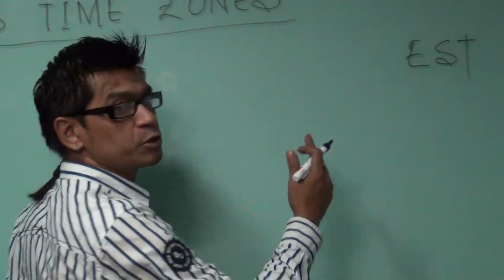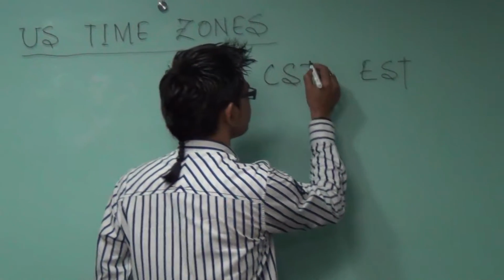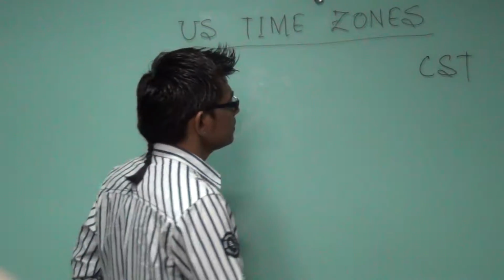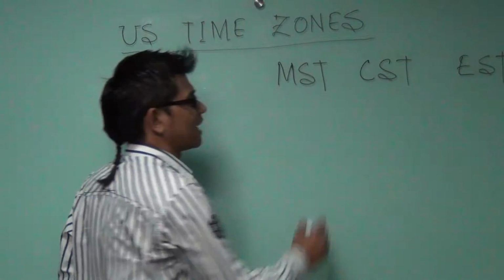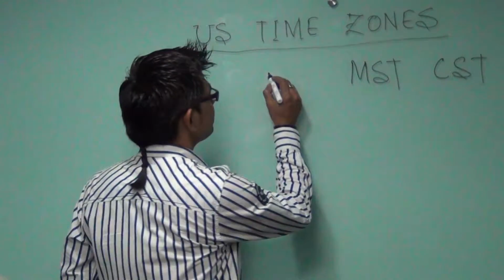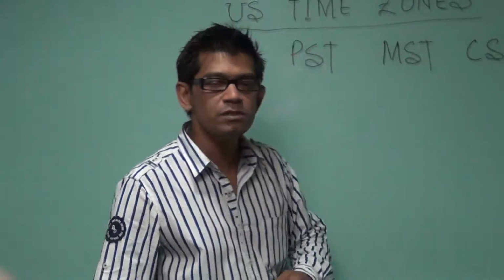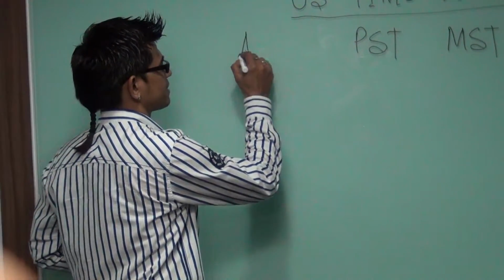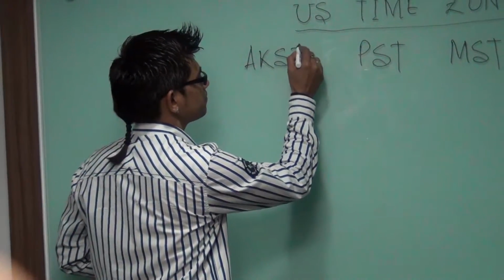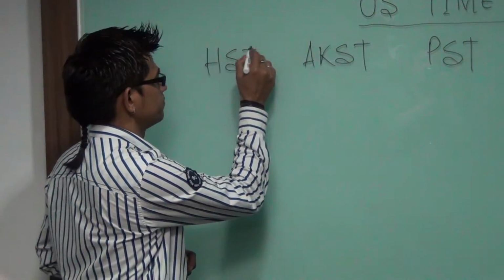After that, if we travel towards the west, the next one is CST, Central Standard Time. Then we have MST, which is Mountain Standard Time, and then we have PST, which is Pacific Standard Time. Besides these 4 time zones, we also have 2 other time zones. They are Alaskan Standard Time and Hawaiian Standard Time.